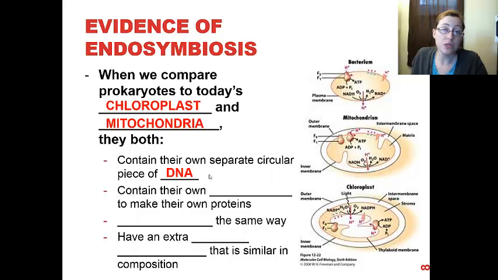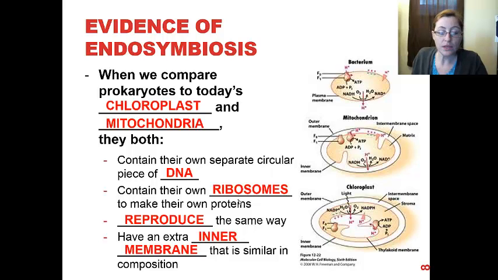So it's very unique because other cell parts do not. They all contain their own ribosomes, so they can make their own proteins. So in that way, the mitochondria does not rely on any other part of the cell. It is able to produce everything it needs on its own. They both reproduce in the same manner, and they both have an extra lining or an inner membrane that's very similar in composition to prokaryotic cells.